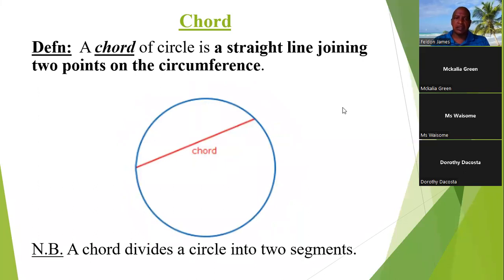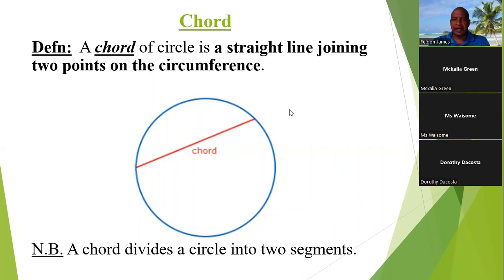Now, we're going to be defining a chord. A chord of a circle is a straight line joining two points on the circumference. One of the things that you must understand about a chord is that when you find one point on the circumference, and then you draw that line from that point to another point on another part of the circumference, that straight line is called a chord.